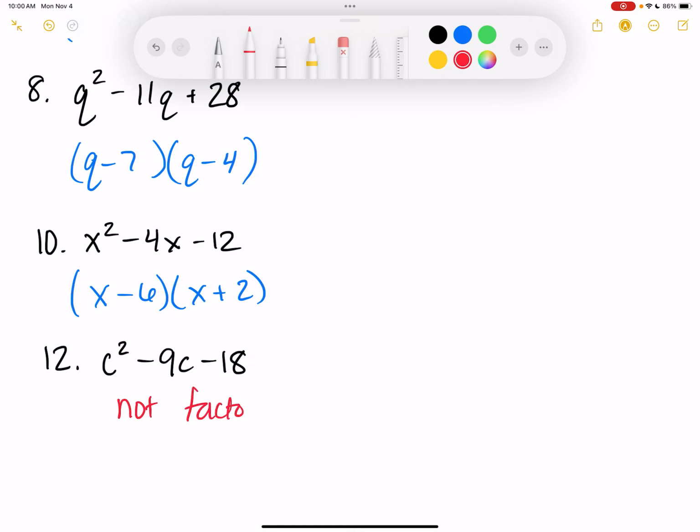My bad, main character. Okay, if you're not sure, you can always do a little factor tree and see what your options are and try all the different options. This one just happens to not work.